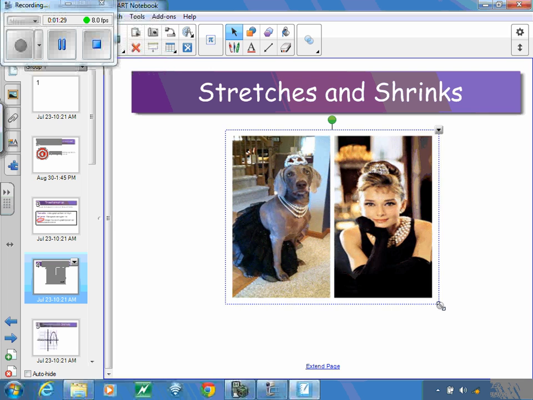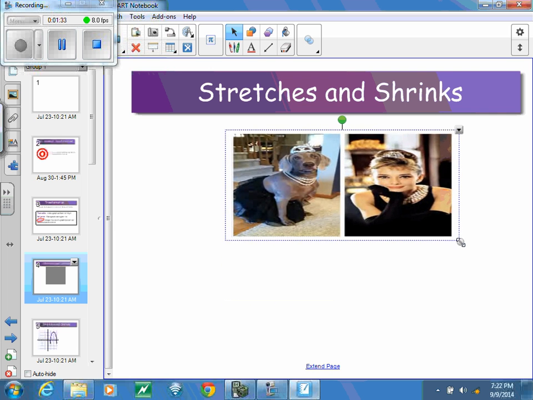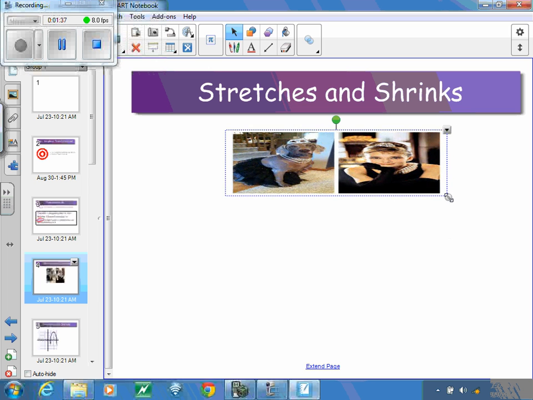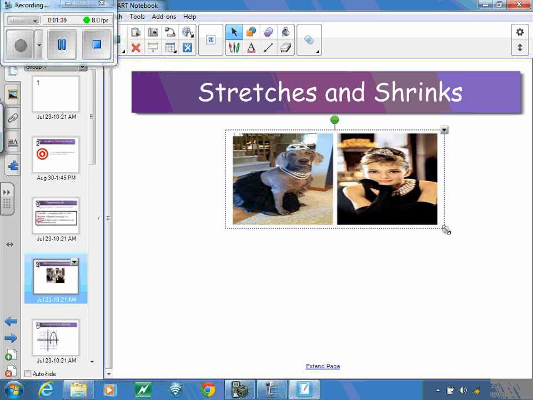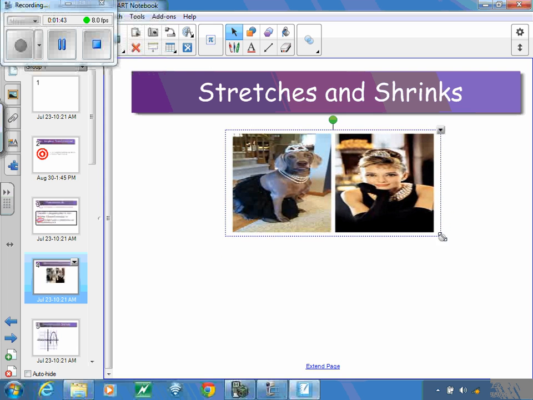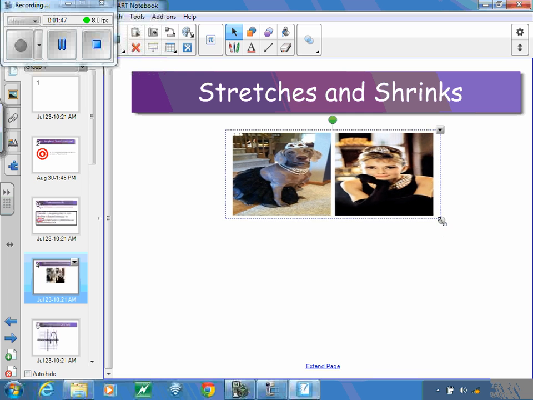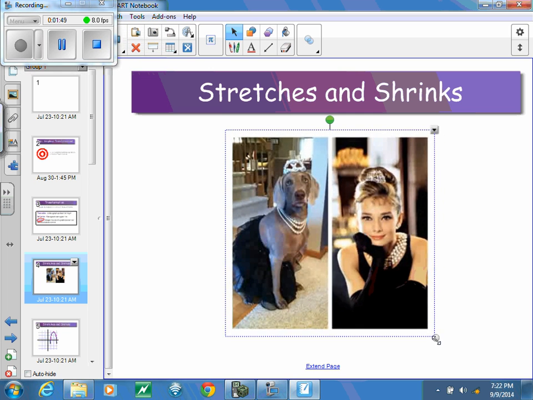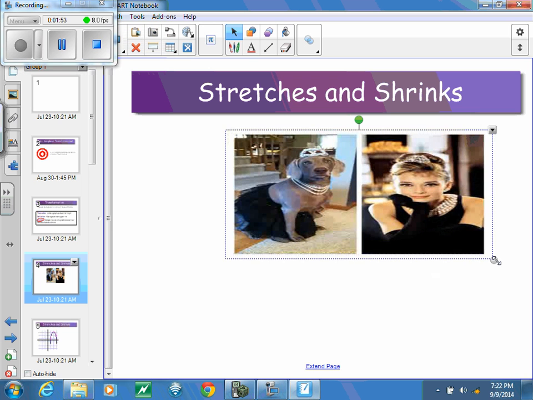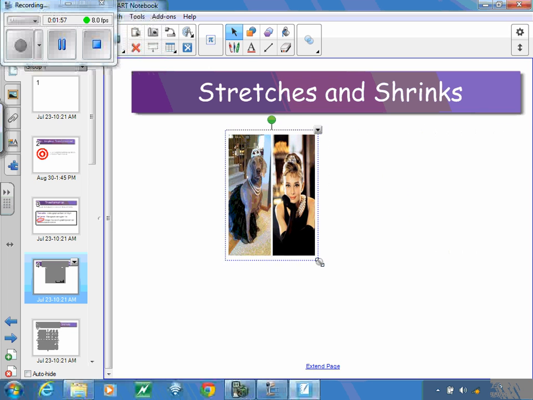Now, if I go ahead and I change this and I bring this up, there we go, I am making a vertical shrink right now as I do this, and you'll see that it's getting wider. If I do a vertical stretch, it's making it longer. If I do a horizontal stretch, it's making it wider. If I do a horizontal shrink, it's making it skinnier.